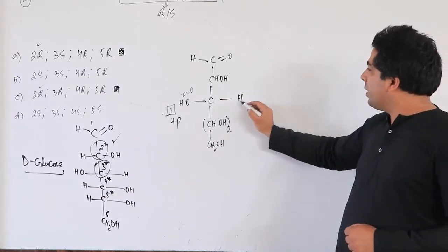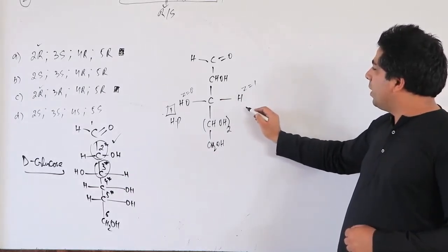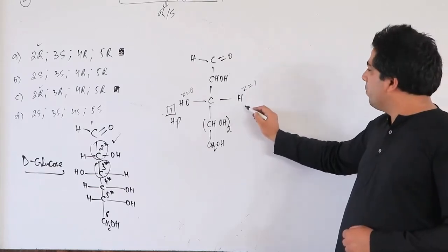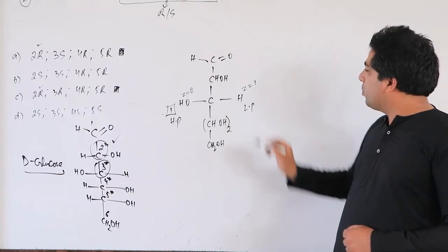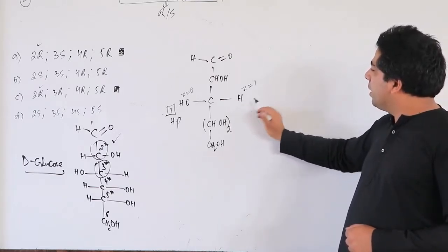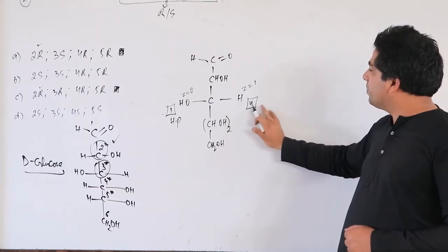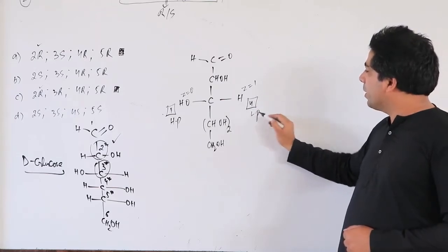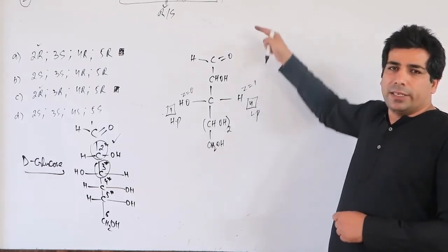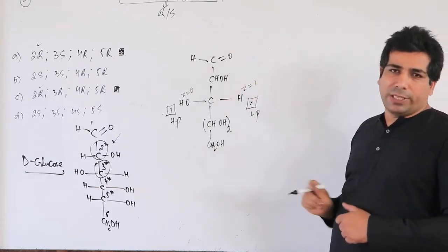And we know that the atomic number of hydrogen is 1. So this is the least atomic number. So it will be the lowest priority. So hydrogen will be the lowest priority, correct? And lowest priority is nothing but 4, considered as 4. After that, now we have to decide which one will be the second and third priorities.